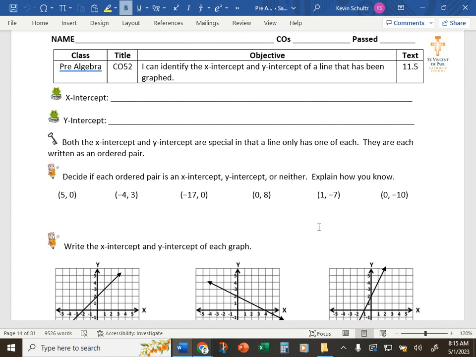Have you covered this before? Is this review from sixth grade? Talk about this? No? Fantastic. We get to learn something new.